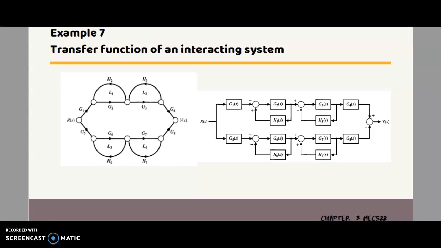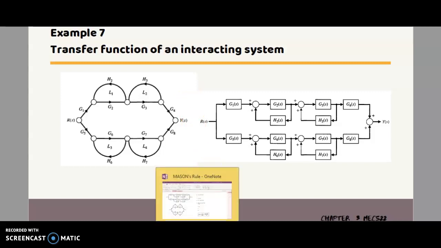Okay, continue. In this video, I focus on an example for the signal flow diagram: how to get the final transfer function using Mason's rule. Example 7: given this block diagram, when you convert it, it becomes a signal flow like this. Actually, in my notes the solution is already there, but I want to show how I do it one by one.